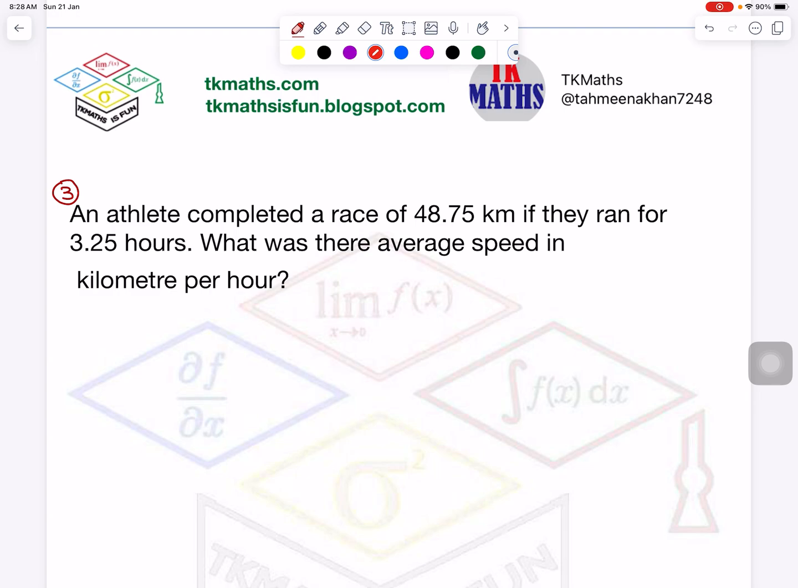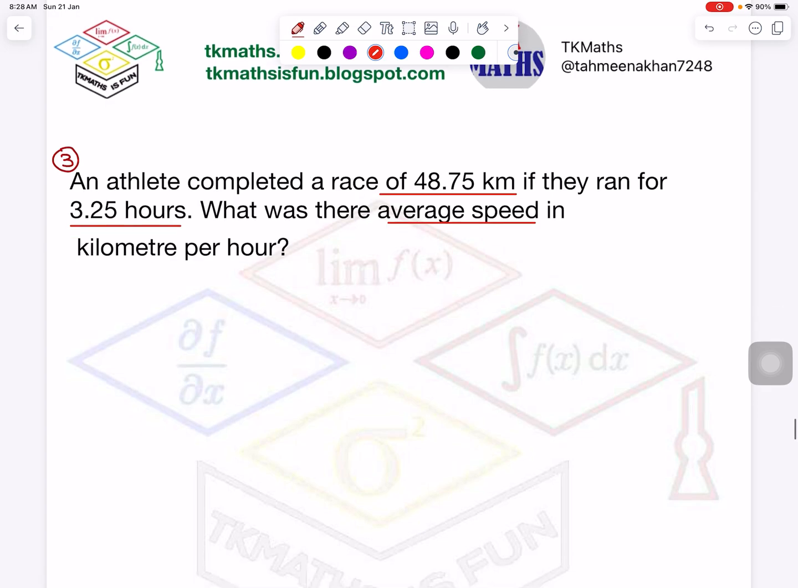An athlete completes a race of 48.7 kilometer, 75. And how long did he run for that? 3.25 hour. What is the question? Find out the speed. For that, you should know the relationship between speed, distance, and time. Now, if you don't know, I'm telling you here, speed is calculated by dividing distance by time. So speed is equal to distance divided by time.